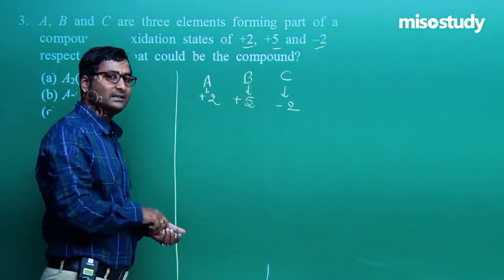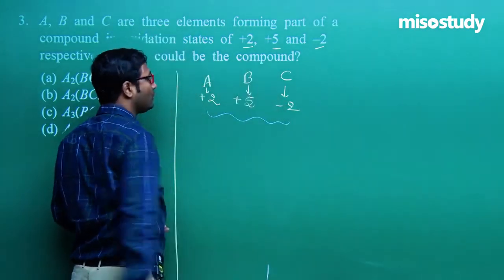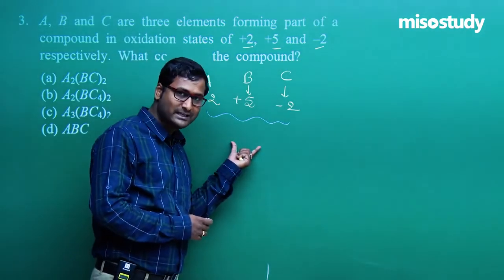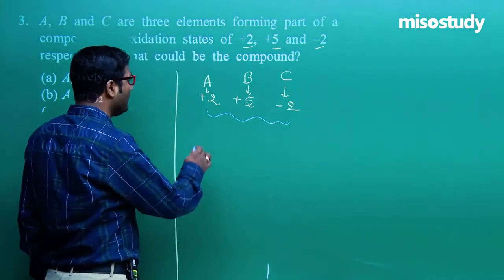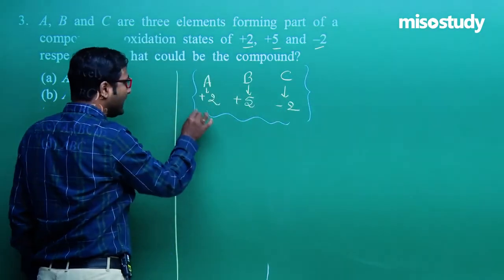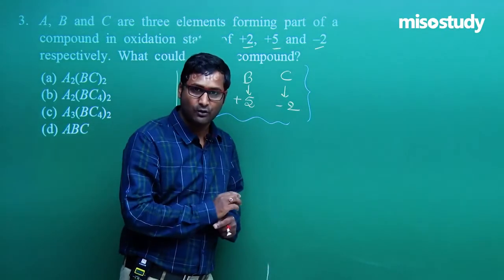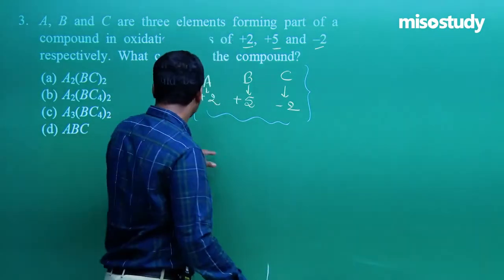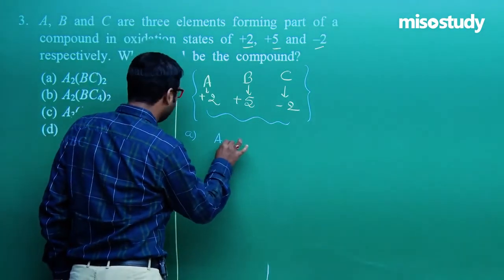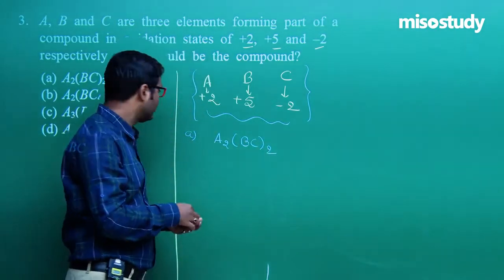This is the question. There are two methods to find out the answer of such questions. First of all, that is the hit and trial method. What is the hit and trial method? As we know, if any compound forms by using A, B and C, the total sum of the oxidation states will be 0. That is the normal theory. If I start with option A, check it out, A2(BC)2. Clear? This is the option.